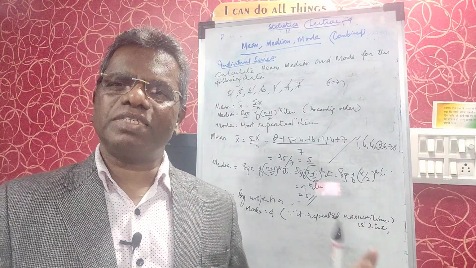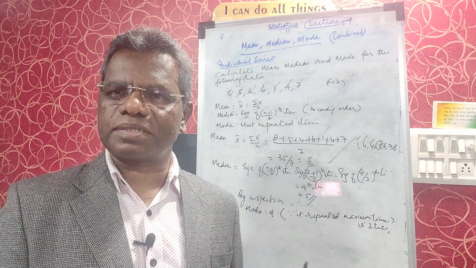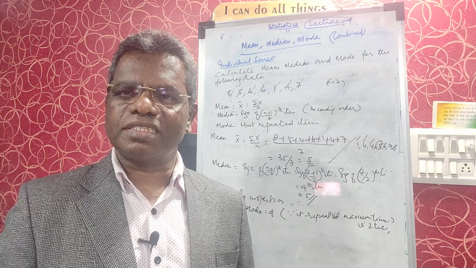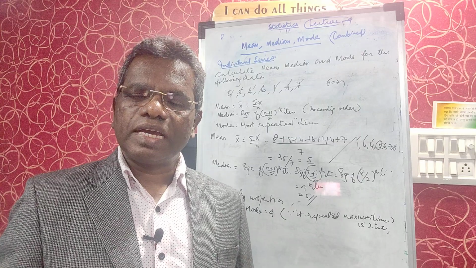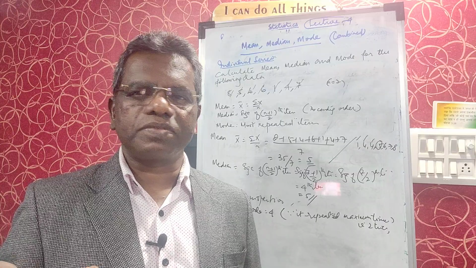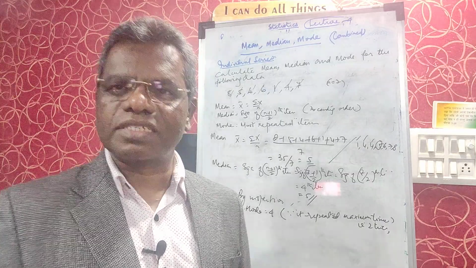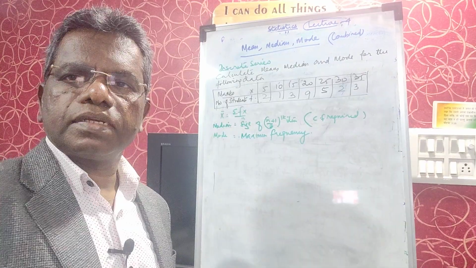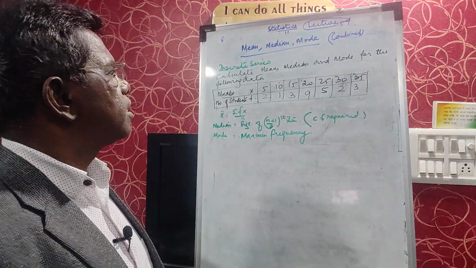No problem like this will come. Just for understanding I have written this, since we are doing all three methods: individual series, discrete series and continuous series. Actually the combined problem mostly will come in the continuous series, not even discrete series. But we'll do both. Okay, so let us do the discrete series.